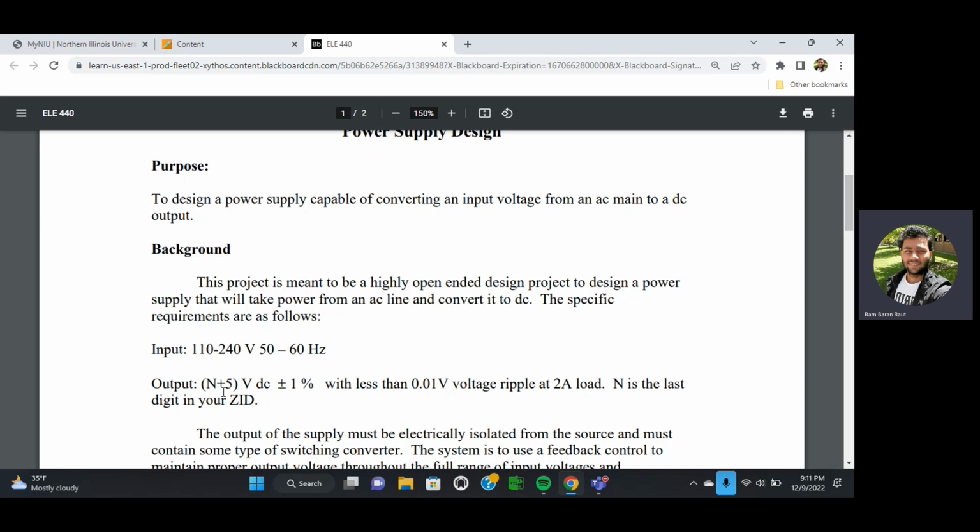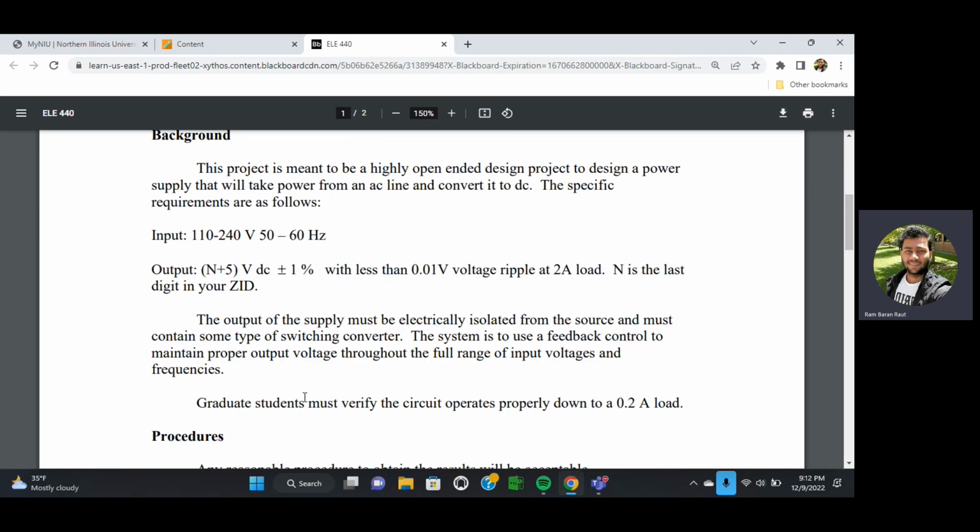We can either design a circuit to get 5 volt output, or here my GID ends in 2, so I'm designing to get 7 volt DC with a fluctuation of plus minus 1%, with less than 0.01 volt ripple, and this is a 2 ampere load. N is the last digit in my GID, which is 2. So 5 plus 2 is 7.